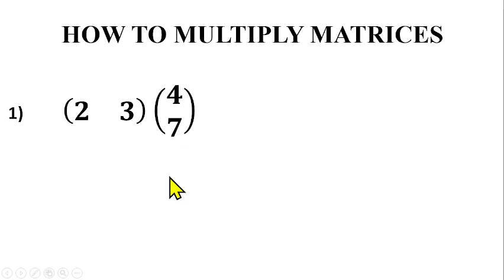The answer is yes, they can multiply. It has 2 elements in the row, it has 2 elements in the column, so that means they can multiply. Then how do we multiply? The row of the first matrix will multiply the column of the second matrix. That's why I put this arrow to show how to multiply 2 matrices.